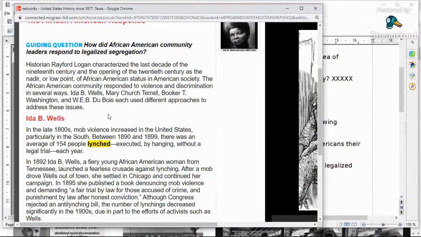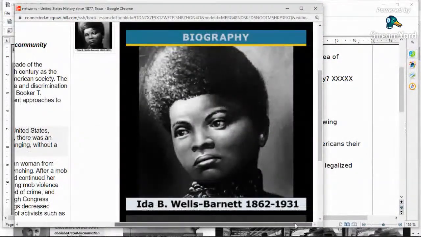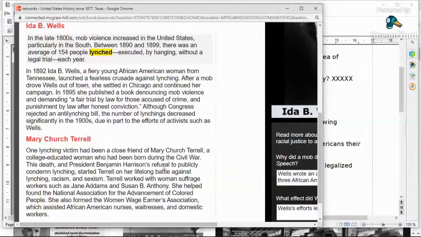Okay. First, let's get to Ida B. Wells. There she is. She was a black woman from Tennessee, okay, that settled in Chicago, and she was against lynching. Lynching is when you hang black people from trees. She published a book denouncing violence and demanding a fair trial. Congress rejected the anti-lynching bill, and the number of lynching decreased significantly in 1900, due in part to the efforts of activists such as Wells. So one way that they responded was through education, telling people, hey, this is bad. You should not hang people from trees.